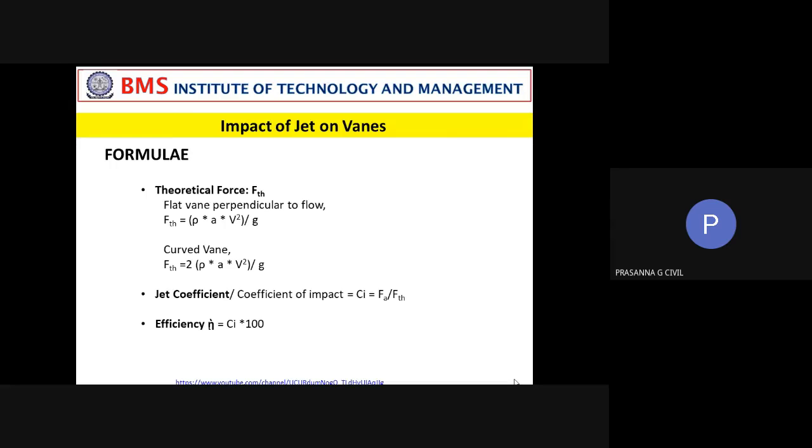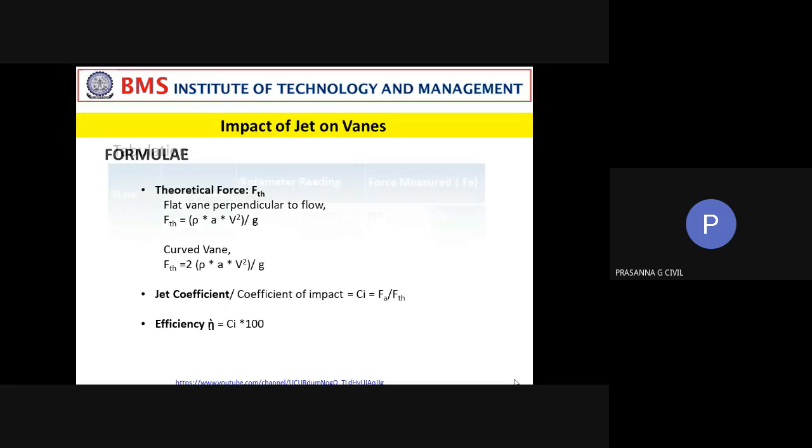rho A V squared divided by G for the theoretical force on the flat vane, where rho is the density of water, A is the area of cross section of the jet, V is the velocity of flow, and G is the gravitational effect. Similarly, for the curved vane, the theoretical force is 2 times rho A V squared by G. The coefficient of impact is calculated as the ratio of the actual force divided by the theoretical force, and efficiency is also calculated as coefficient into 100.